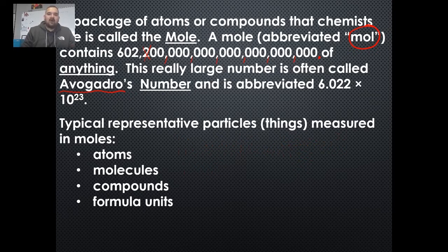Next, we have a few words. We've got representative particle. A representative particle is just a thing, and four things fall under this category: atoms, molecules, compounds, and formula units. So can anyone give me an example of an atom? I'm going to pause so that y'all can talk to me.